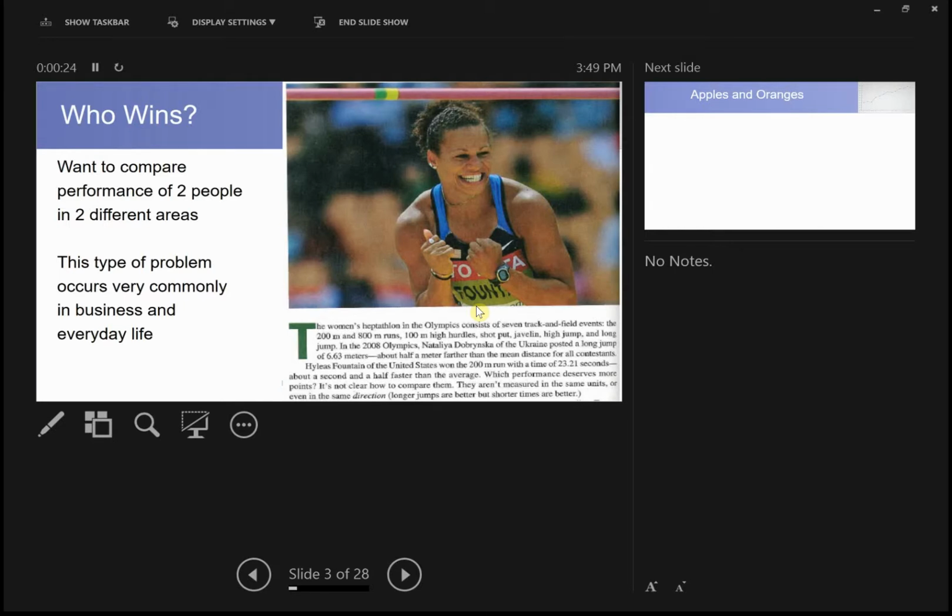This particular incident happened back in the 2008 Olympics in the women's decathlon. It turned out that there were 2 contestants. One had a really great shot put. One had a really great 200-meter run. And they were pretty much the same in all the other categories. The question is, how do you decide which one should get the gold medal?